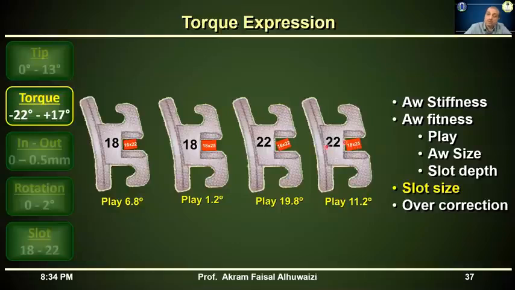But if you're going with an 1825 stainless steel or 1622 and you won't change the wire, then placing an 18 slot bracket is going to express more torque. This is very important if you're going to do it on just one bracket, not all the brackets. And this way you can express more torque on this bracket than you can express them on the others.